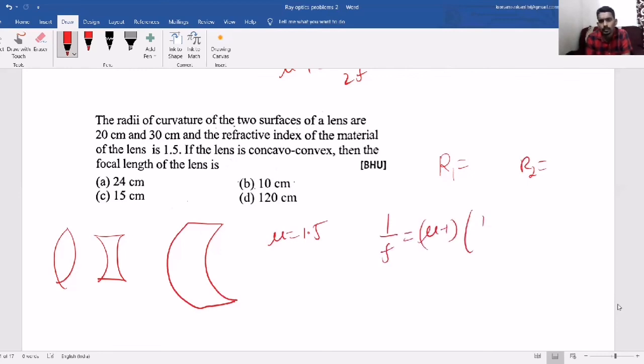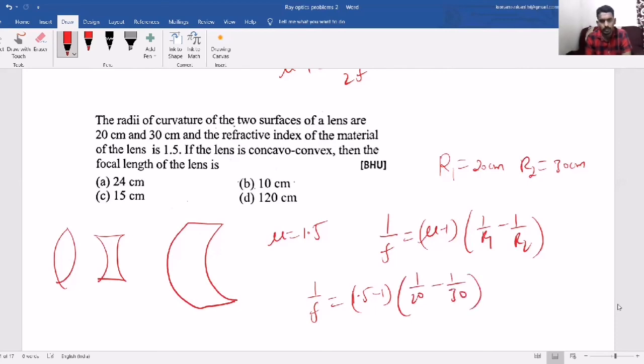Mu minus 1 into 1 by R1 minus 1 by R2. But here R1, R2 now will both become positive. So R1 is 20 and R2 is 30 centimeter. Then substitute both the values, where this is 1.5 minus 1 times 1 by 20 minus 1 by 30. Then they are asking the focal length. So if you just solve it, then you will get it.